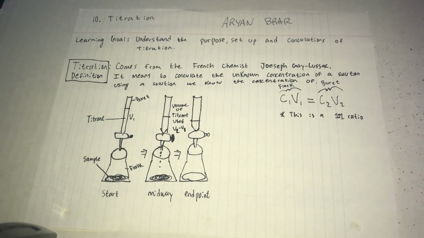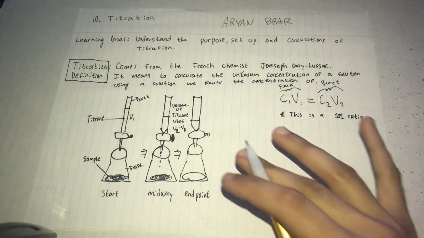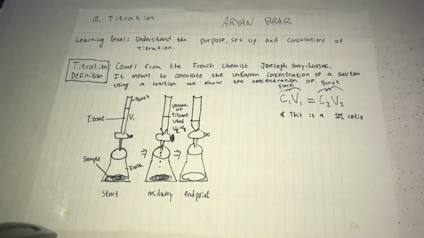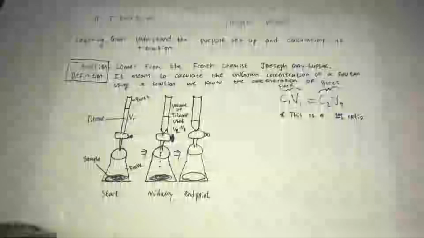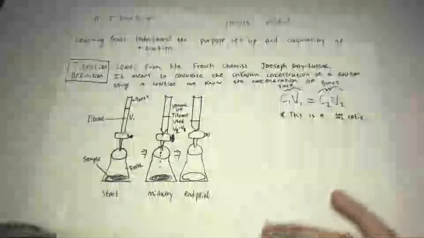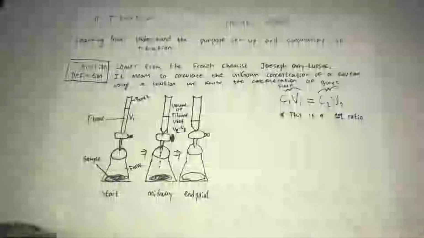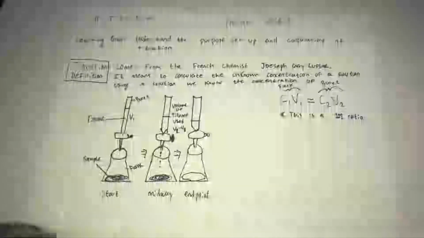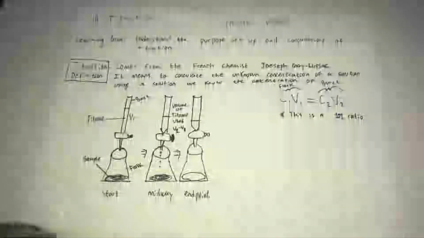The definition of titration comes from the French chemist Joseph Gay-Lussac. And when we're doing acid-base titrations, basically what we're doing is we're just causing a neutralization reaction to occur, and then we're using that information to find the unknown concentration of a solution that we don't know the concentration of.